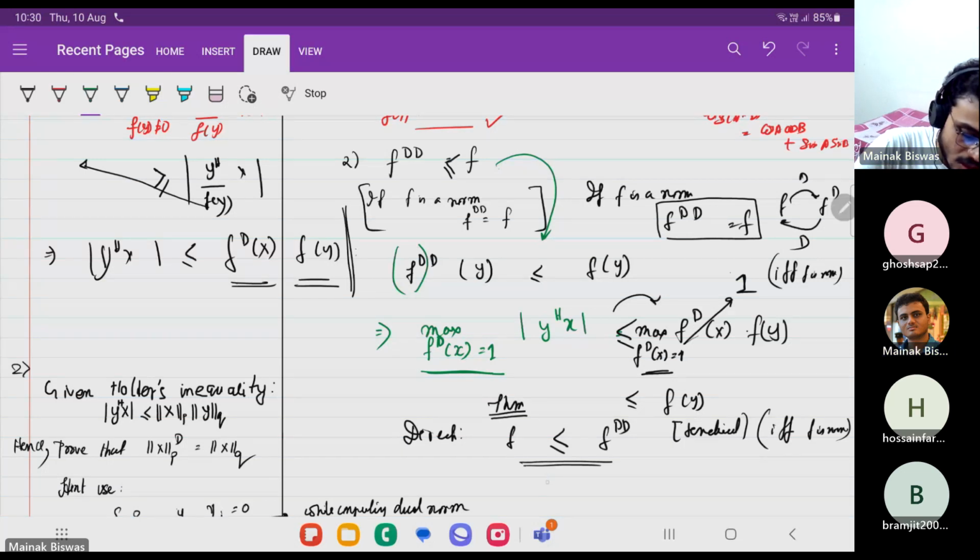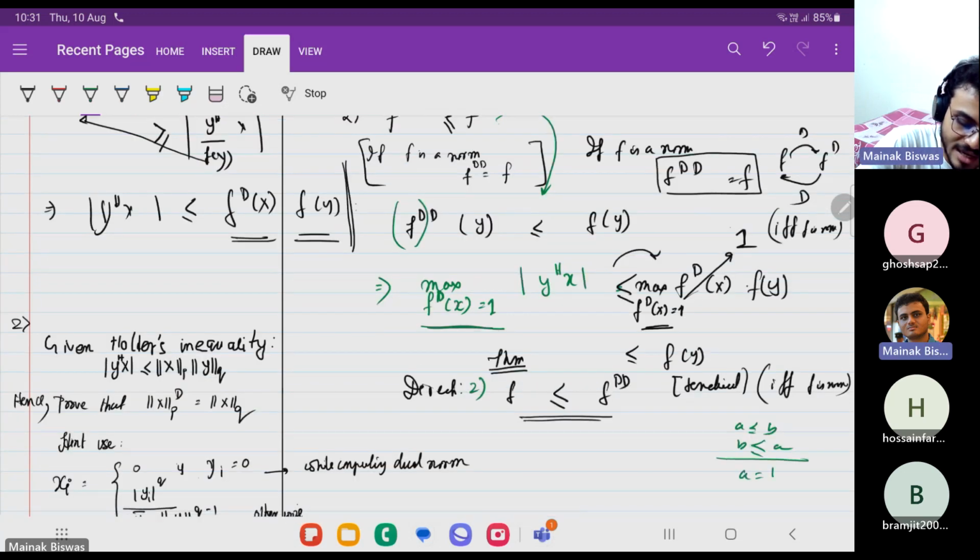So if I link direction 2 and direction 1, what will I get? A less than or equal to B and B less than or equal to A means A equals B, right? So your f is equal to f dual dual if and only if f is a norm. Okay.